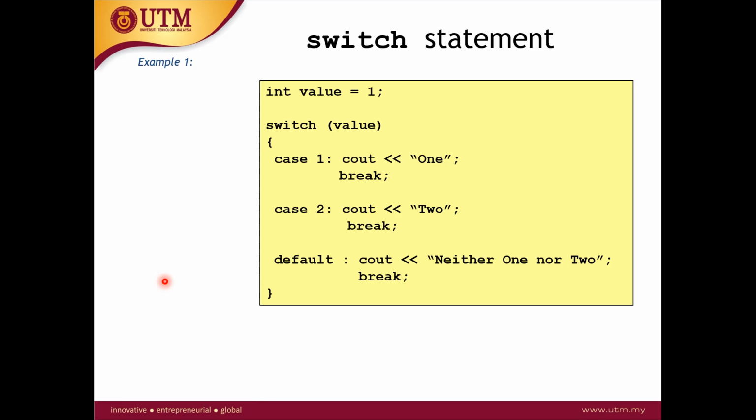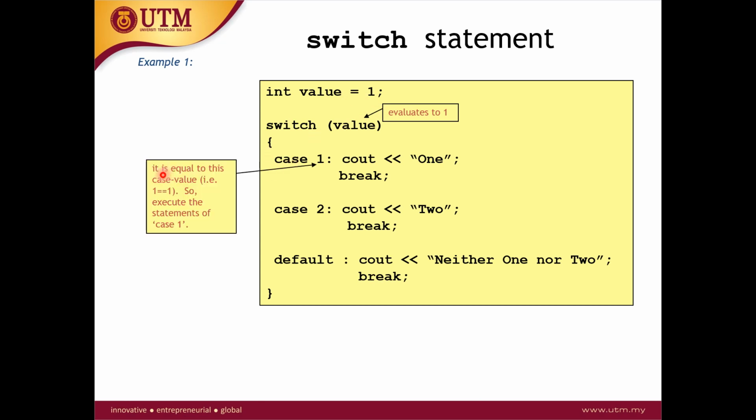Then we've got this example. We've got int value equal to 1, switch value, case 1, case 2, and default. So what happens? The first thing evaluated is this value, which is 1, because we have already initialized this value to 1. Then it checks this one. Is it equal to this case? 1 equals 1. So that's right, and this one is going to be executed.